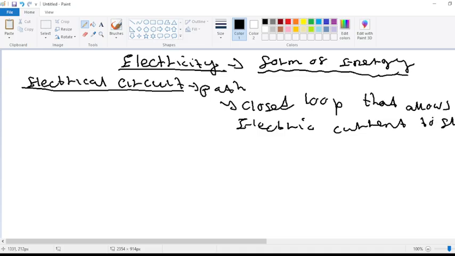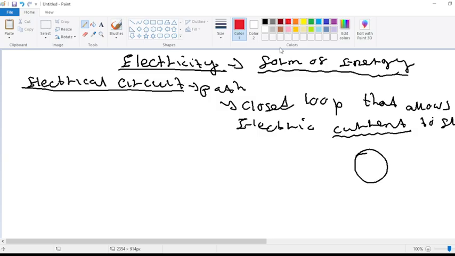This closed loop is the one that we are going to concentrate much on. The closed loop is something like this. It's closed, so it's just a loop. Since we've defined the electrical circuit as the path or the closed loop that allows electric current to flow, now, what is the current?